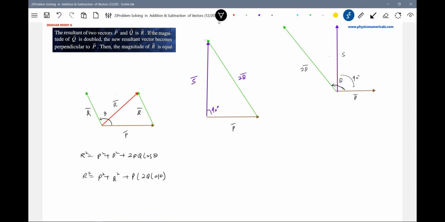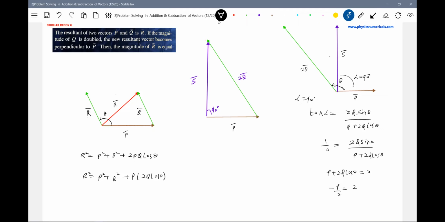The new resultant, I'll call this S bar. So what is tan alpha? This is alpha. So tan alpha is equal to 2Q sine theta over P plus 2Q cos theta. As alpha is 90 degrees, this will become 1/0. So P plus 2Q cos theta equals 0, so 2Q cos theta is minus P.